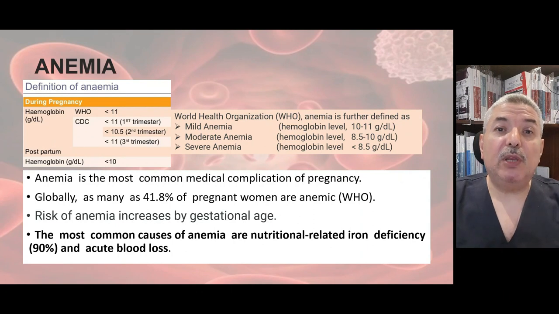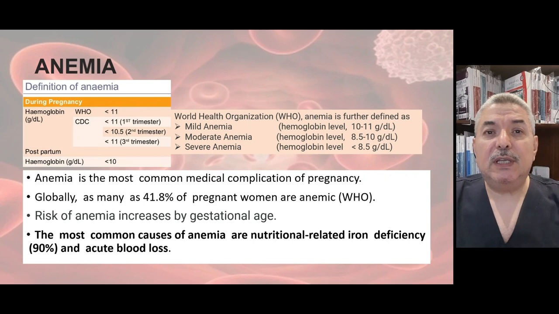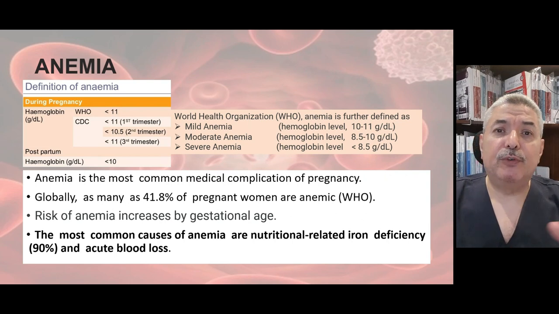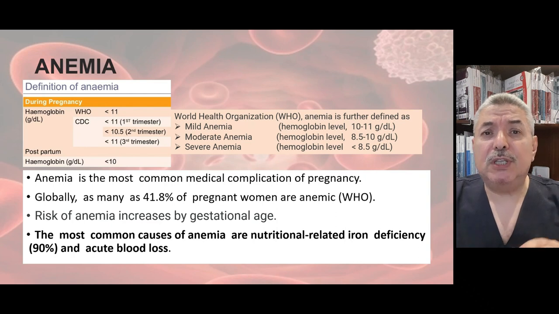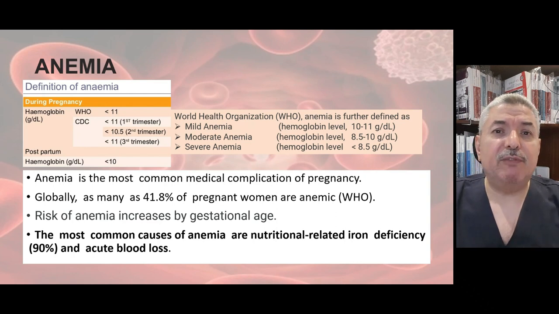Now, hemoglobin percent below 11 gram percent is anemia. The CDC gives the definition of first trimester, second trimester, third trimester. This is confusing. We just need a cutoff level. The cutoff level is 11 gram percent. The WHO reclassifies anemia into mild, moderate, and severe.